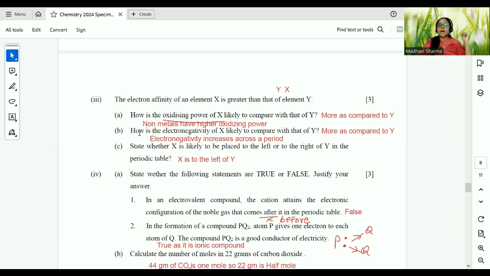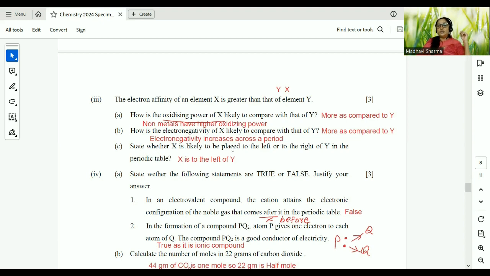How is the electronegativity of X likely to compare with that of Y? Electronegativity of X will also be more than that of Y because it increases across a period. Sorry children, I just finished with my class and now I'm recording this.